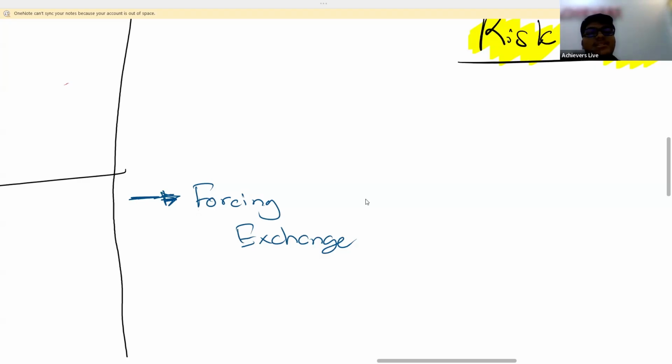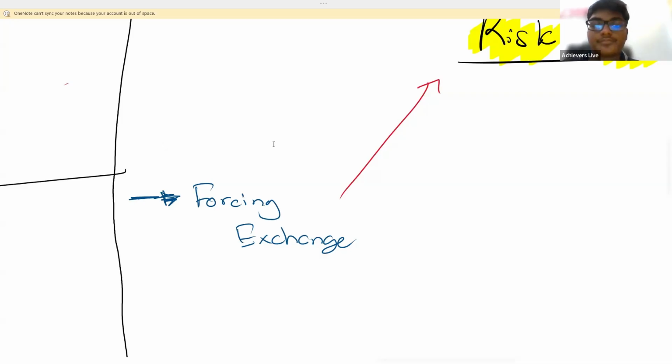You can forecast the exchange rate using two methods. Methods, guys. What are those two methods? Yes. Interest rate parity and purchasing power parity. Now we are going to look at different ways to manage this foreign exchange risk. So first one is what? Invoicing in home currency.